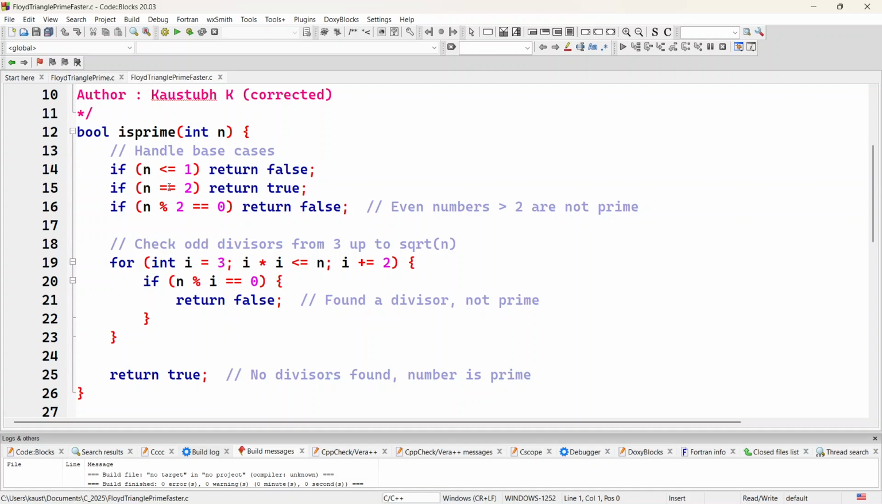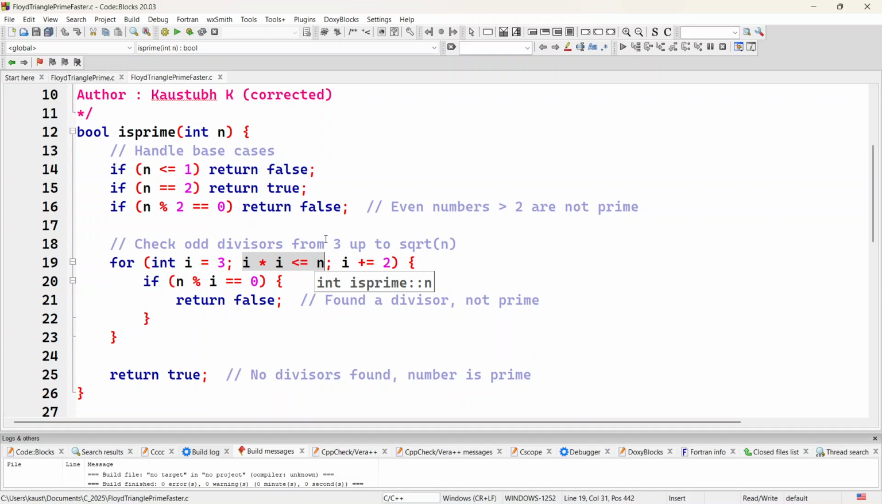So basically what we do here is we straight away check whether the number is less than or equal to 1, then whether it is equal to 2, and whether it's a multiple of 2. So is n mod 2 equal to 0? In that case we return false. Now we'll not do this for n mod 3 etc. We'll only check for n mod 2 over here, and then we'll only check for odd numbers. So we'll start with 3 and we'll increment by 2.